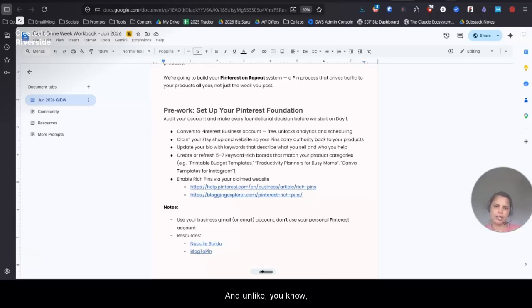And unlike Facebook or Instagram or most other social media channels, Pinterest just kind of sits there. It's a long game. Your pins are just sitting there, getting found by customers whenever they search for keywords that you have used. And so it just works for you, you know, for months or even years after you've posted it.